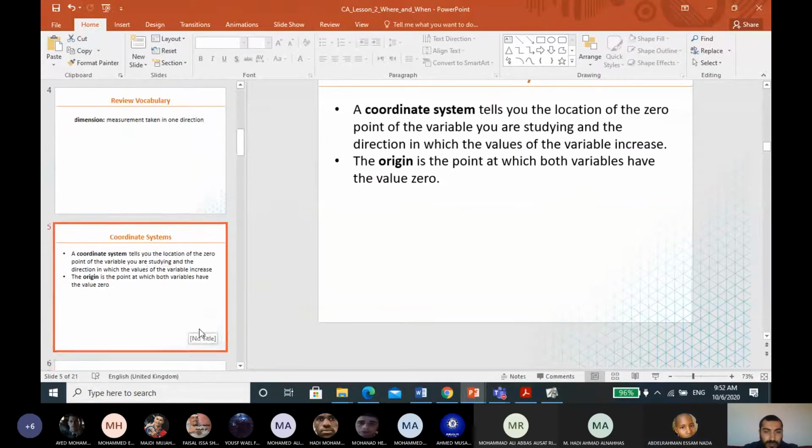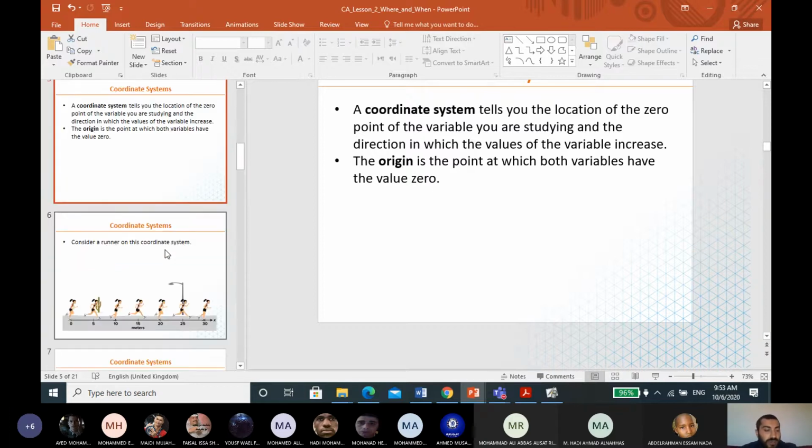So, as we said last time, guys, the coordinate system tells you the location of the 0 point of the variable you are studying, and the direction in which the value of the variable increases. So when we move away from the origin, the magnitude of the position will increase, and when we go close to the origin, the value of the position will decrease. What is the origin? You all know what the origin is. The origin is the point at which both variables have the zero value.